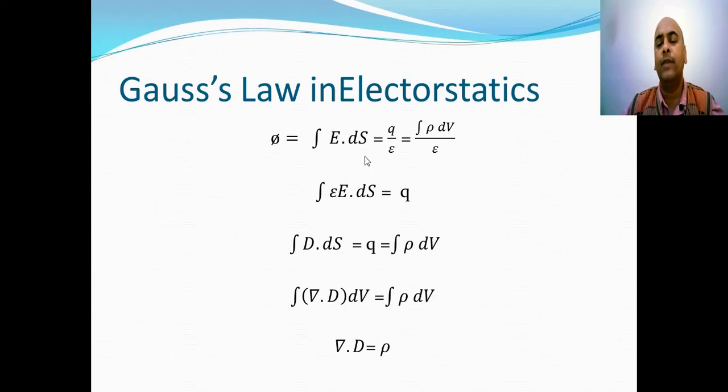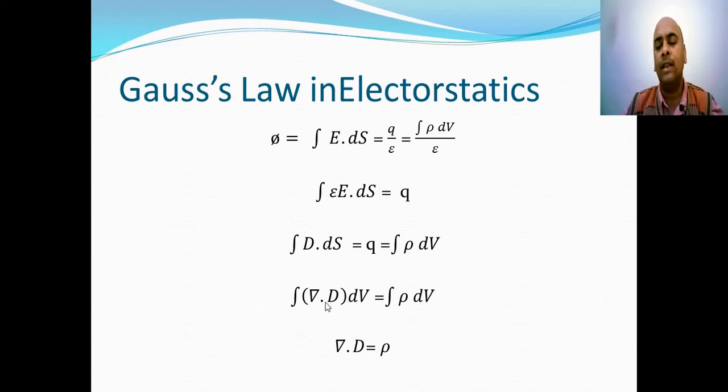So if we rearrange this equation, then we can write that the integral of epsilon naught E dot dS is equal to charge Q. So the quantity epsilon naught E is called electrical flux density and is represented by D. So we can write that the surface integral of D is equal to charge Q, which can also be written as the integral of rho over volume V. So this equation, that is the integral of D dot dS is equal to Q, the total charge enclosed in the surface, is known as Maxwell's first equation in integral form.